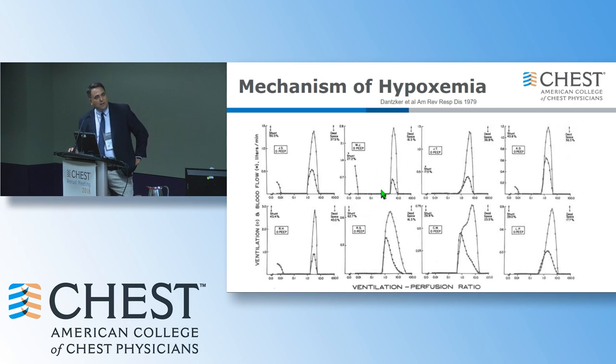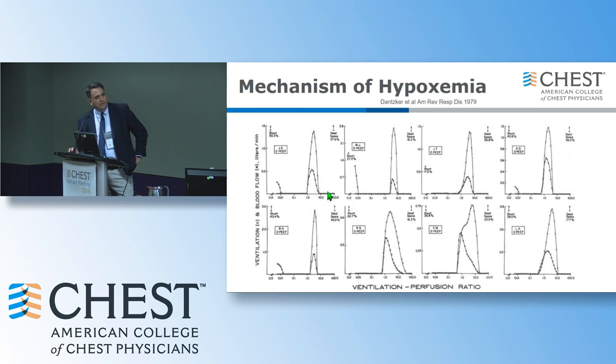You could see that the perfusion and the blood flow looks similar to the normal individual, but there are some differences. There are some patients, about half of the patients, that had a lot of blood flow, a lot of cardiac output, going to very low VQ units. So these are units that have a lot of blood flow, but very little ventilation.